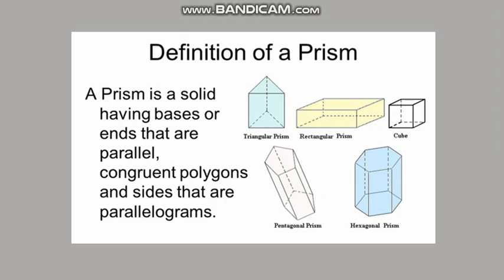What is a prism? A prism is a solid having bases or ends that are parallel, congruent polygons, and sides that are parallelograms.